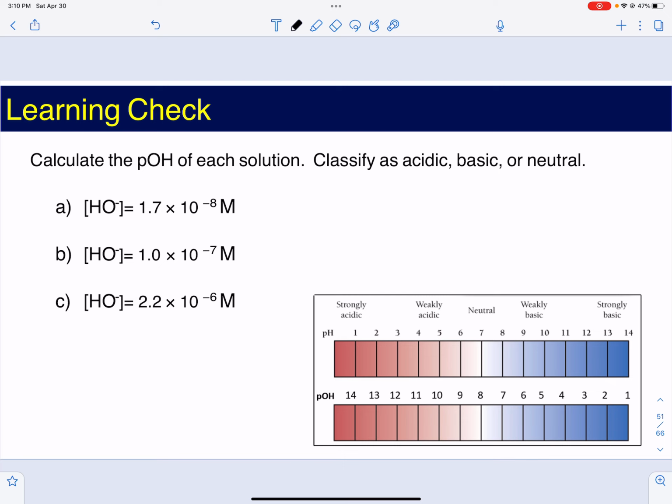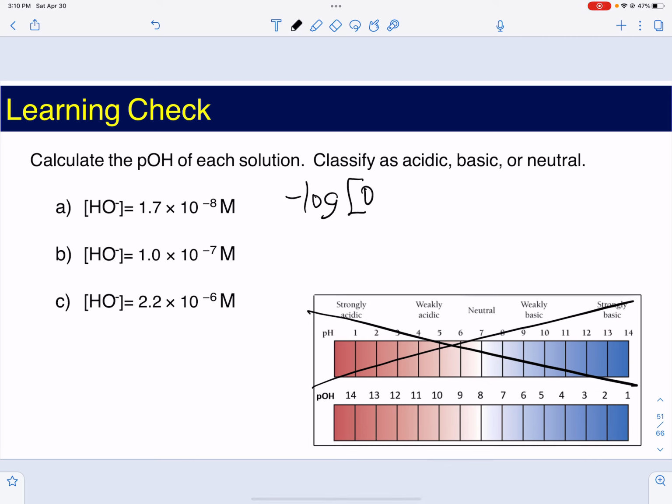What about the pOH? Well, if we're going to do pOH, let's forget about the pH scale and let's use the pOH. So pOH is nothing more than the minus log of the hydroxide concentration. So if we do the first one, it's going to be minus log of 1.7 times 10 to the minus 8, which is going to be 7.77.